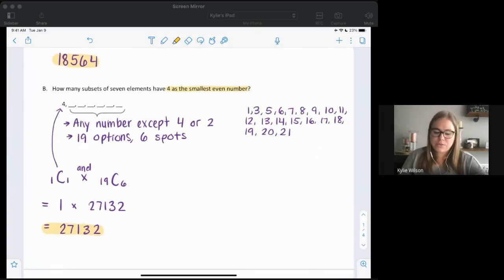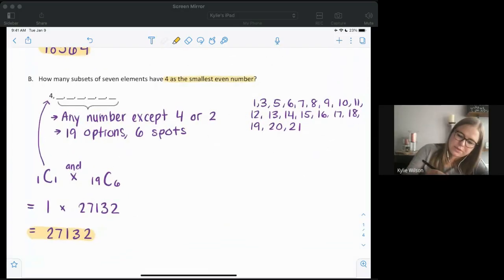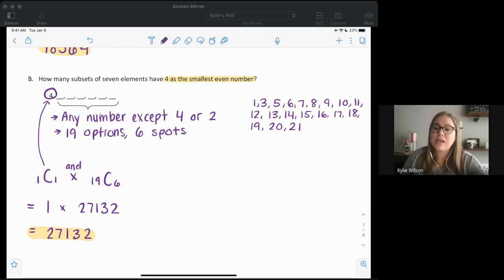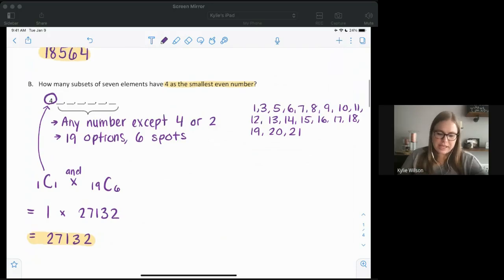Why do we do 1 choose 1 again? Because for this spot right here, there's only one option, which is 4, and we're going to choose one option. You do not need to do the 1 choose 1. If you're comfortable just saying, okay, there's only one way to choose that 4, and then multiply by this, that is totally fine too. But it's just because there's only one option for that spot, and we're going to pick the one thing. So just like we've done before, we need to ensure that we've accounted for double counting.